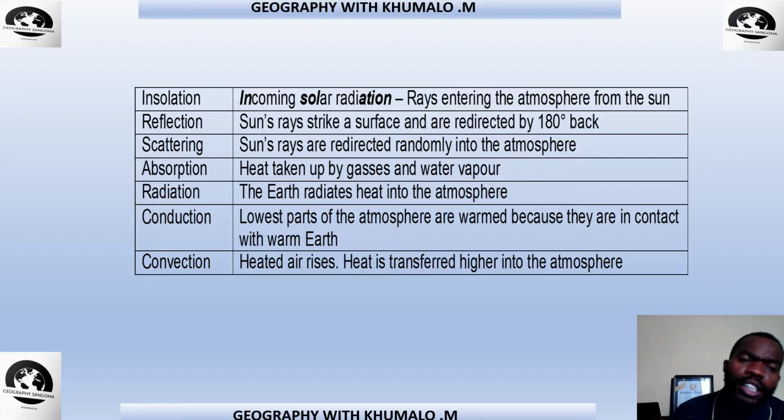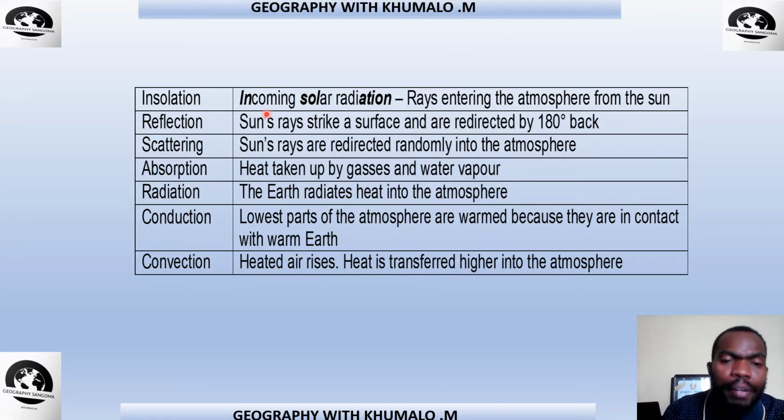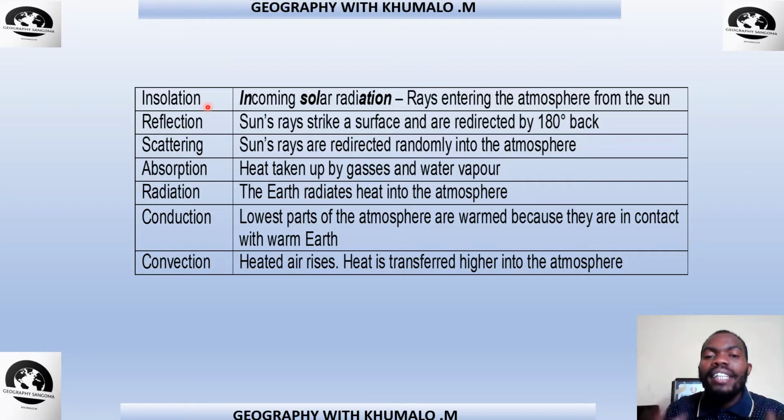Then there are some concepts that I want you to be well aware of before we come to what we call the heating of the atmosphere. Now we've got insulation. Remember, the word insulation is an abbreviation, grade 10s. What does insulation stand for? It stands for incoming solar radiation. But nevertheless, that is not the definition, that is writing insulation in full. How does Khumalo explain insulation? I will say that it is the energy from the sun in the form of heat and light. Here I have given you that it is rays entering the atmosphere from the sun. It's still the same thing.